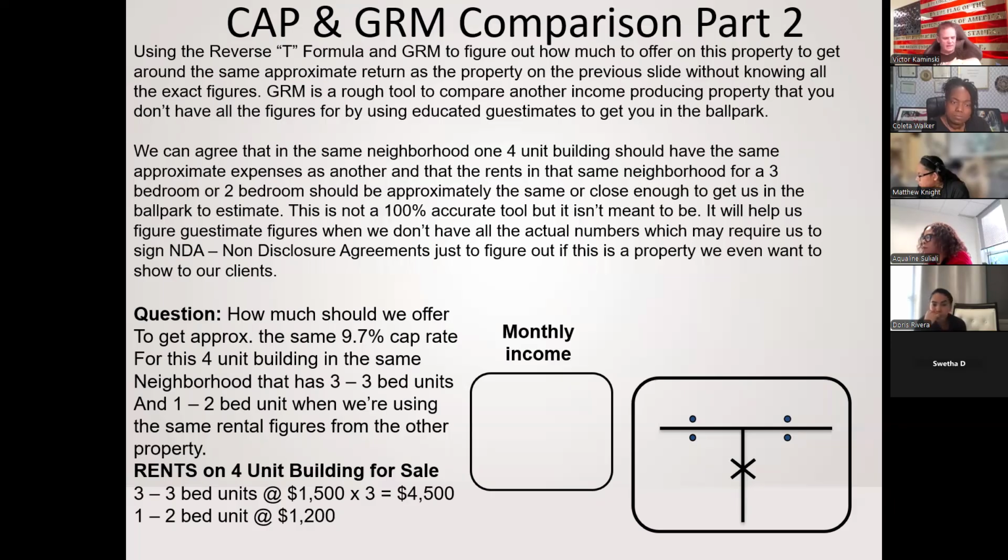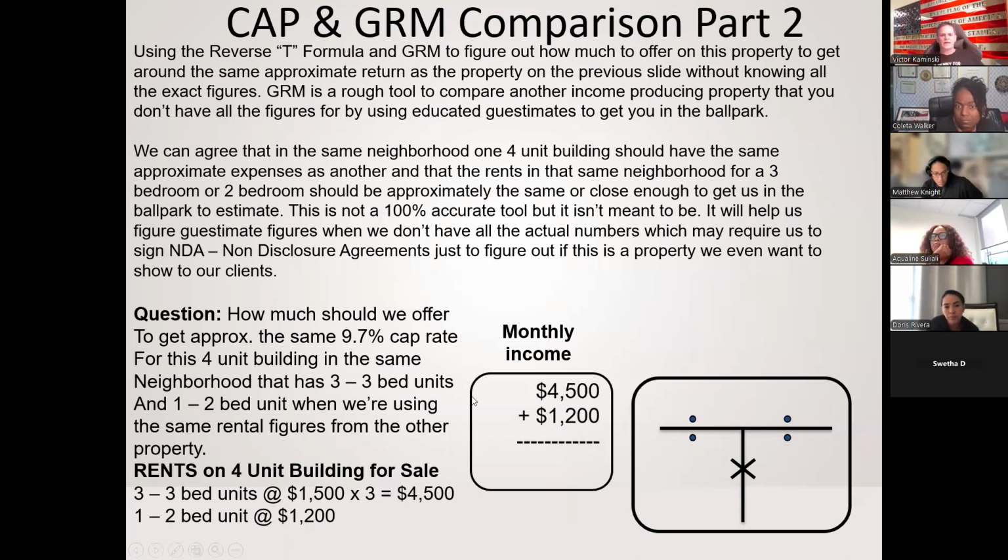And in order to get the exact numbers, we'd have to make a request to the property owner, and they may want us to sign a contract called the NDA, a non-disclosure agreement, so that we don't disclose the numbers and figures that they give us. And if we do, then we could be opening ourselves to lawsuits and everything. And this is just to figure out if this is a property we even want to show to our client. So instead of going through all that rigmarole, we'll just do some guesstimation of what the rents are based on what other 3 units and 2 units are going for in that area. And that should get us in the same ballpark, right?